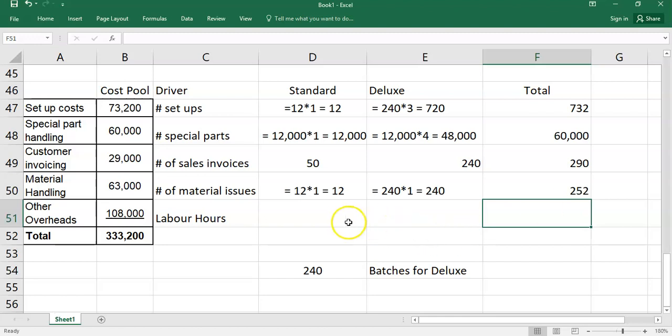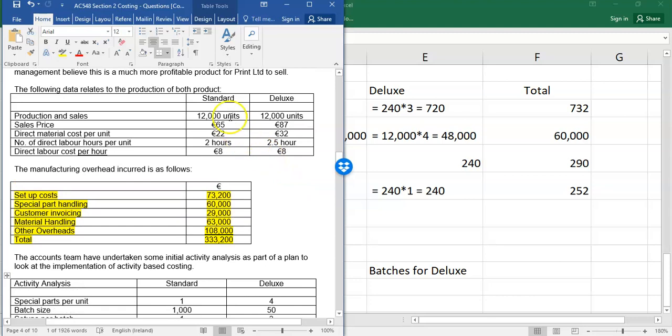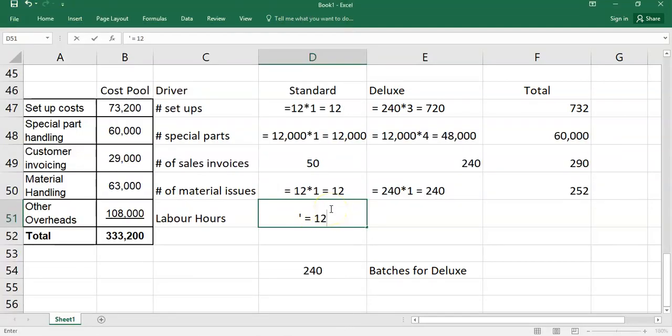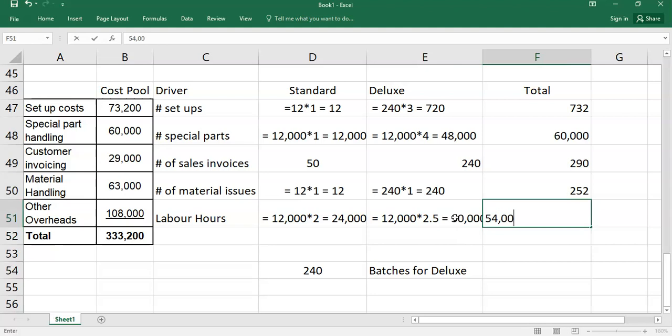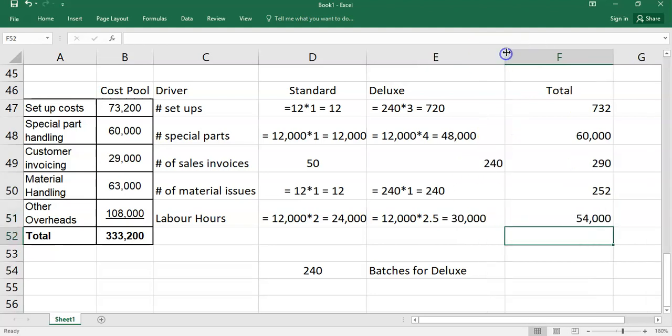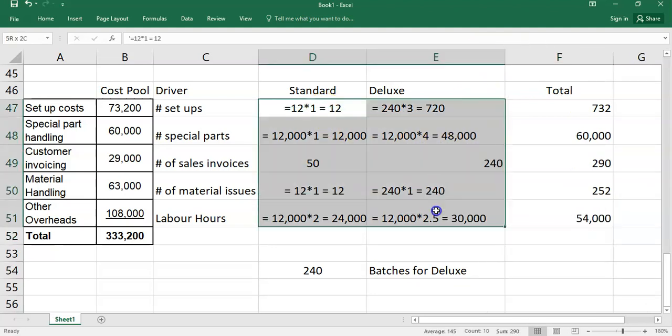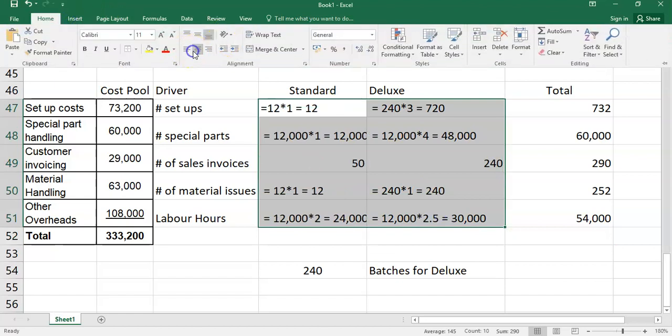And last but not least, then, labour hours we've done already. The labour hours will be 12,000 times 2 for standard, which is 24,000. And it's going to be 12,000 times 2.5, which will be, what's that, 30,000. So we know this from before, the total labour hours are 54,000. So it's a small bit repetitive, but it's no harm to practice. You know where the calculations are coming from.